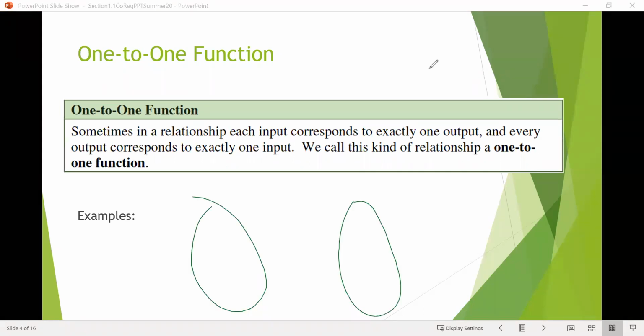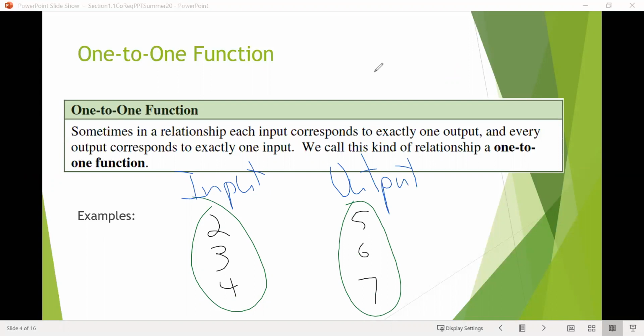So again, I'll use these two circles here. Here on the left, we have our inputs. On the right, we have our outputs. Okay, I'm going to list my inputs here, 2, 3, 4, and say my outputs are 5, 6, 7. And let's say we have it where 2 goes to 5, 3 goes to 6, and 4 goes to 7. Well, this here is what we would call a one-to-one function. And just so you know, sometimes we'll use this notation here, 1-1 to mean one-to-one.